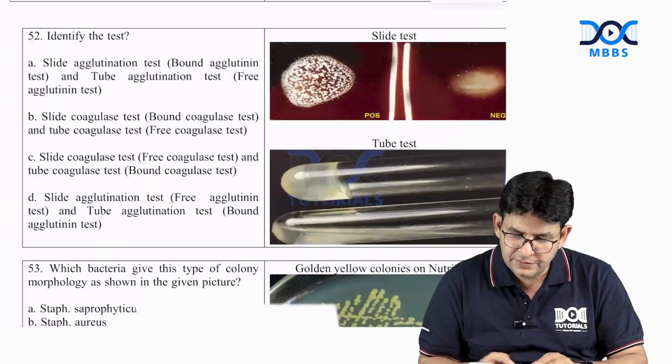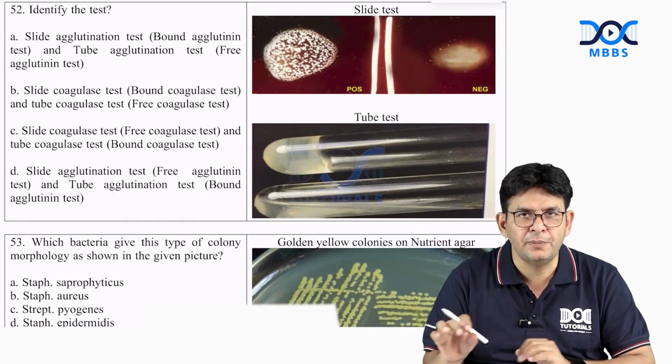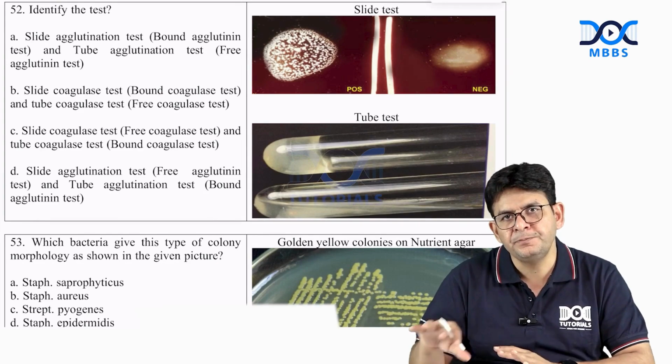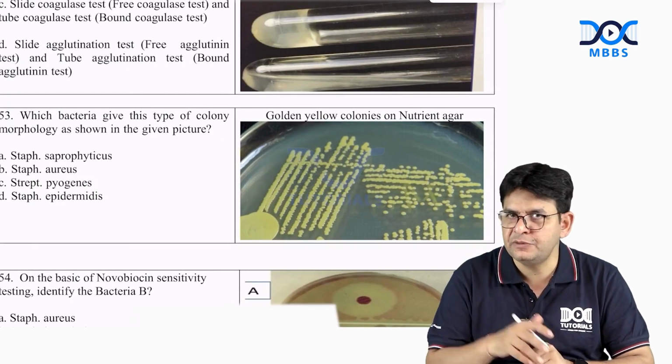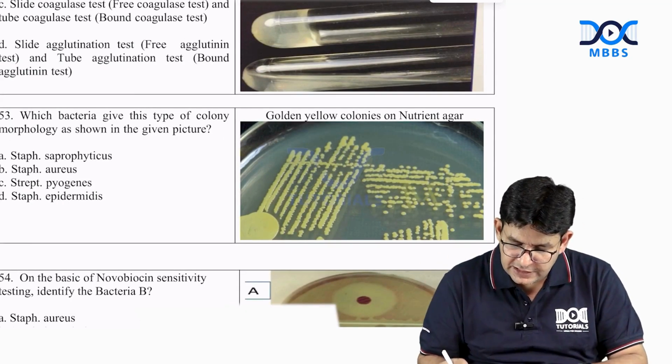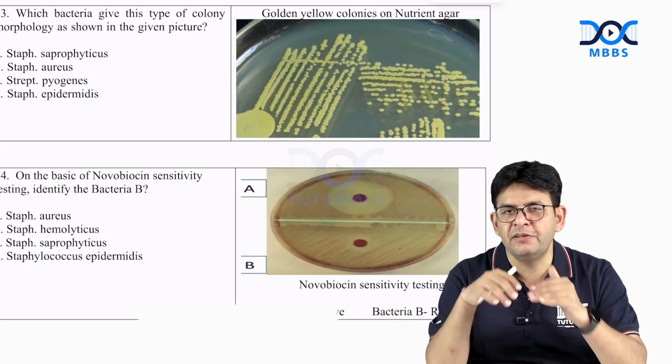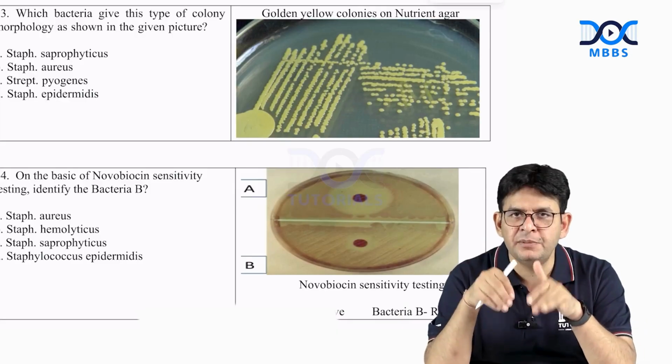And this one we have already done. The slide is for the bound form and tube is for the free form of coagulase. And this is that golden yellow pigmentation which you have seen just now also. And this is that novobiocin testing. So we have revised the whole thing with the help of images also.